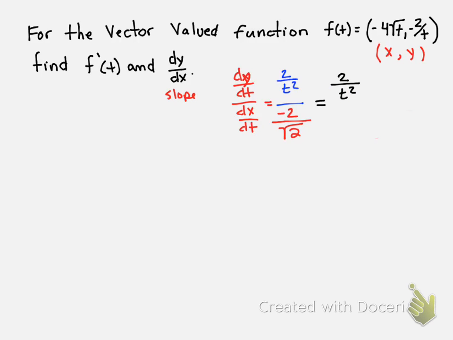Two over t squared, times the square root of t, excuse me, I've done that before, negative 2 on the denominator, so here we will have a negative 1 over t to the 3/2, and we could put that in radical form if we wanted.